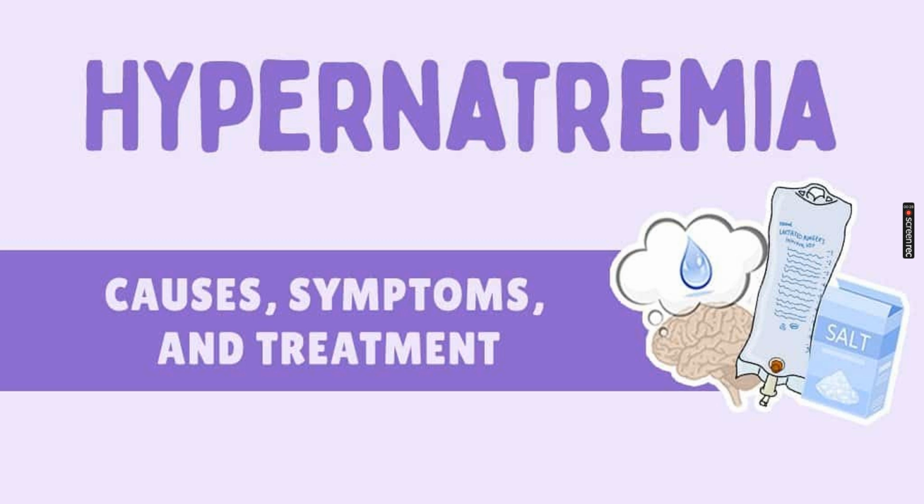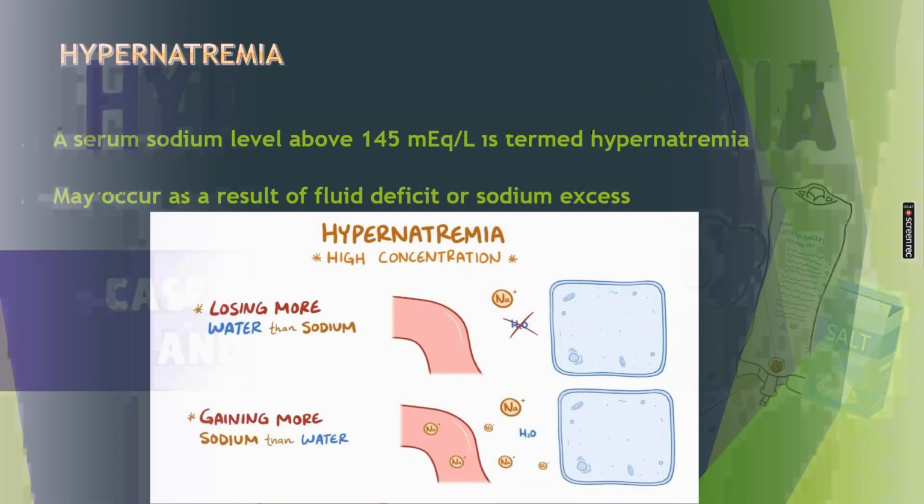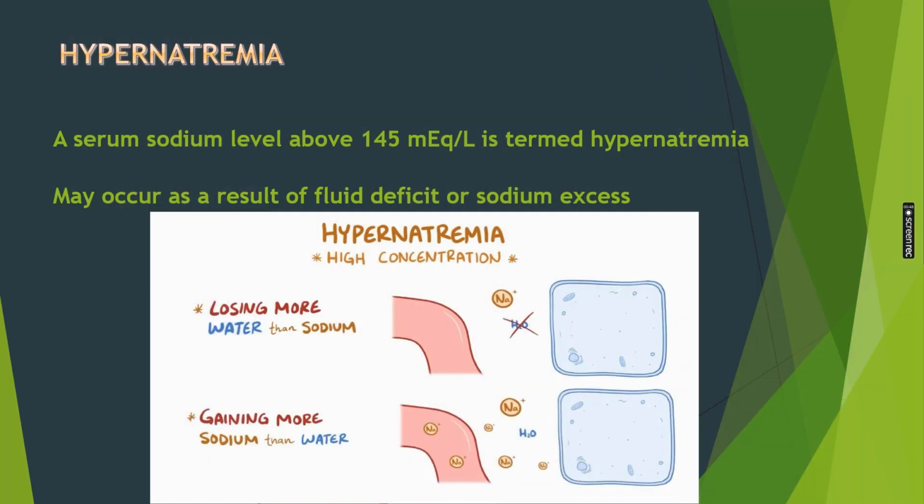If you have seen my previous video on hyponatremia, in that I told you about the normal level of sodium. The normal sodium value is 135 to 145 milliequivalents per liter. When the sodium level goes above 145 milliequivalents per liter, it is termed hypernatremia. It may occur as a result of fluid deficit or sodium excess.